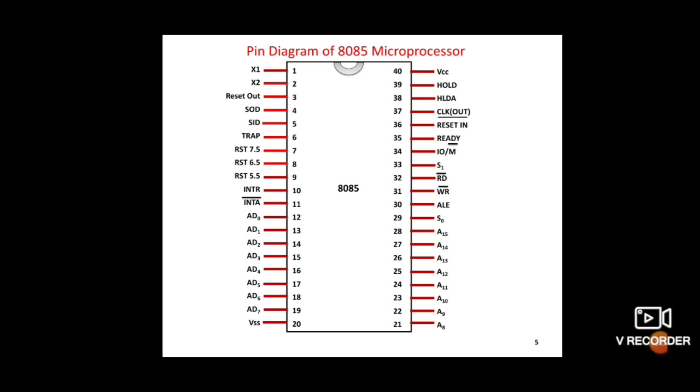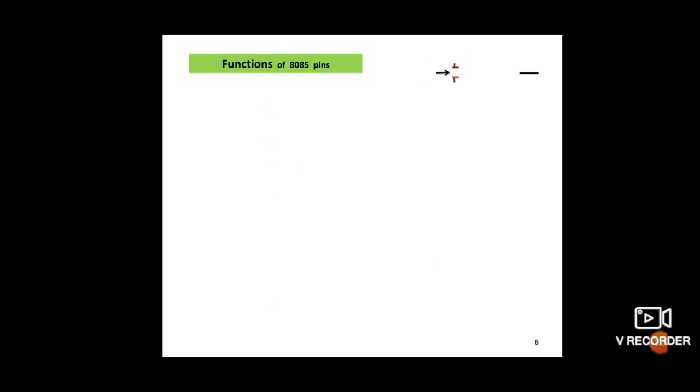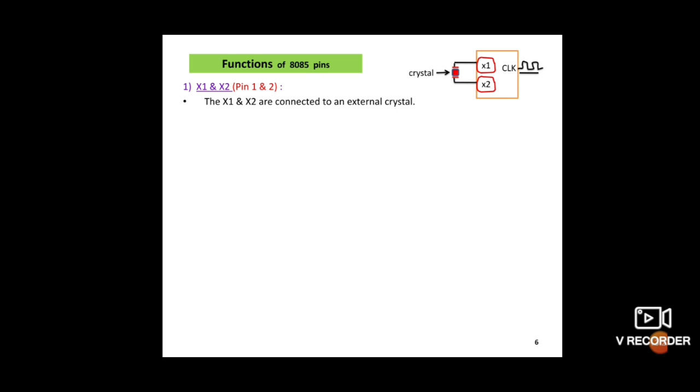Now see each pin function. See here, the first pins are X1 and X2, that is pin 1 and pin 2. X1 and X2 are connected to an external crystal. See this diagram. In this diagram, X1 and X2 are connected to this crystal.